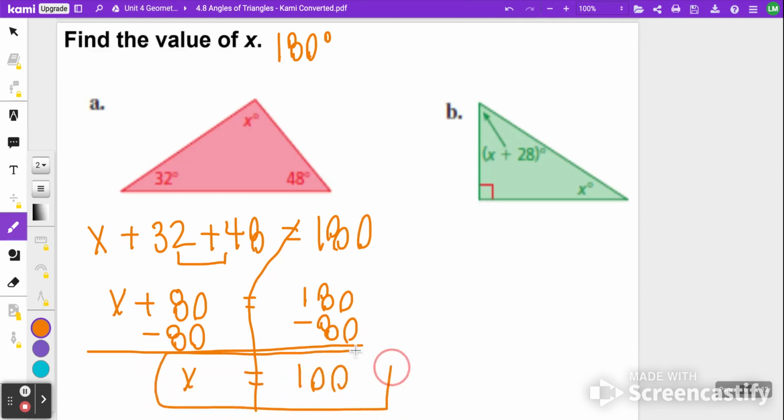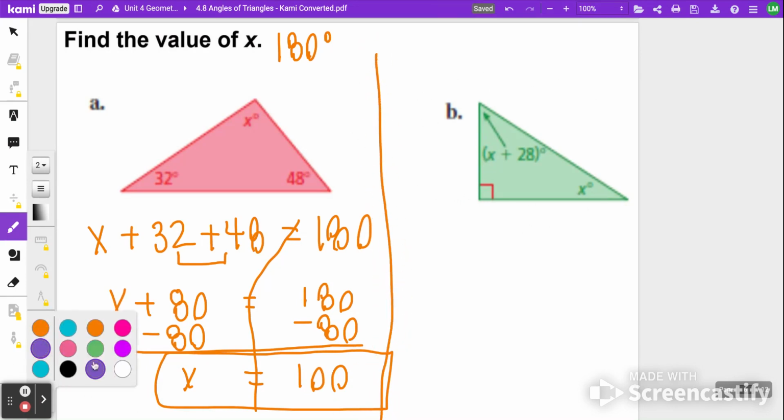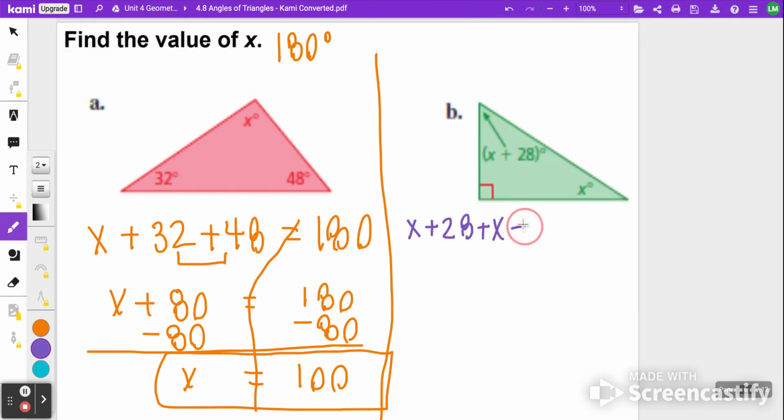Okay, we're going to do the same thing here for letter B, except now we see a few different things going on. We have x plus 28 and an x and a 90 degrees. So what would be helpful is to write down your equation first, combine like terms, and then solve for x. Our equation should say x plus 28 plus another x plus 90 equals 180. So what I've just done is I've included all three of my angles. I've got my 90 here, I've got my x from this angle, and then I've got my x plus 28 from my top left angle, okay?